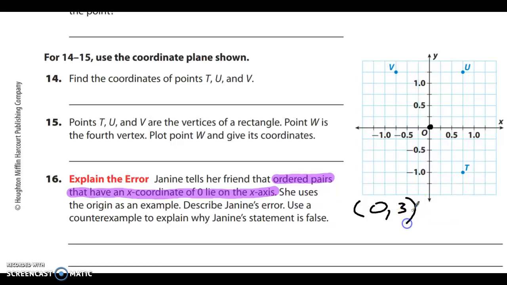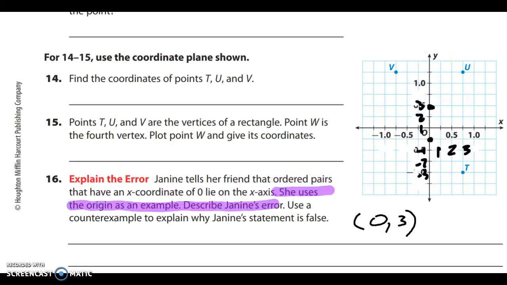So I'm going to put 0, 3. Let's pretend, for the purpose of this example, that we're just going up by ones. So 1, 2, 3 and negative 1, negative 2, negative 3. All right, so where would this be? Over 0, up 3 would be right here. Is that on the x-axis? Over 0, up 3? No, it's on the y-axis.